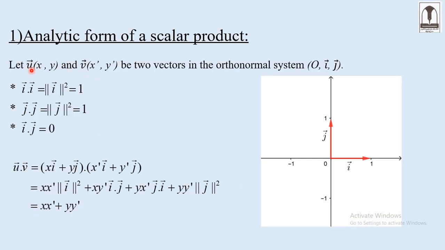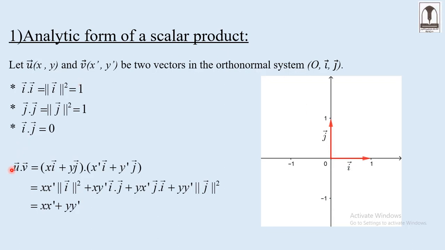Given the vector u of coordinates x, y and v of coordinates x prime, y prime in the orthonormal system OIJ, we know that I scalar I is equal to the magnitude of I squared, and the magnitude of I is equal to 1, so it's equal to 1. The same for J scalar J, and I scalar J is equal to 0 since in an orthonormal system the x-axis and the y-axis are perpendicular, so I and J are orthogonal.